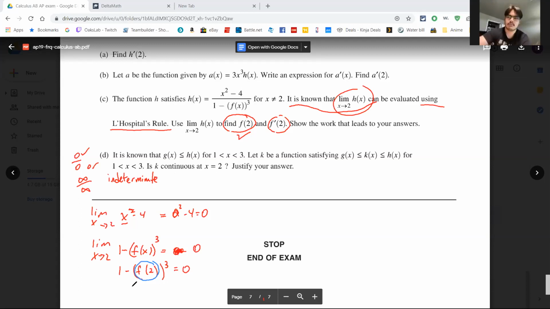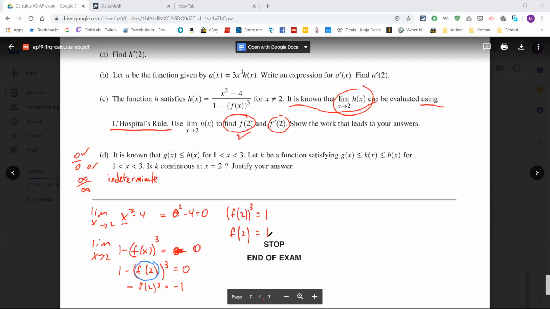If we do that, we end up with negative f of 2 cubed equals negative 1. And then we divide, and then do the cube root. That's correct. f(2) cubed equals 1. If I do the cube root, like you said, that would be 1. There you go. And we have found one of the answers already. f of 2 is 1. Once again, that's you understanding L'Hopital's rule. In order for you to apply it, you need 0 over 0 or infinity over infinity. That's how you can apply L'Hopital's rule.